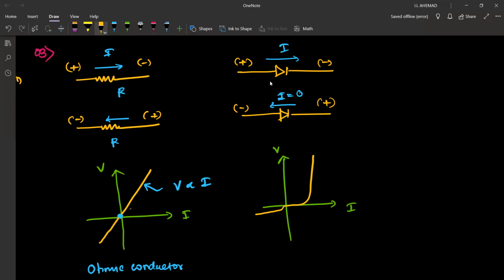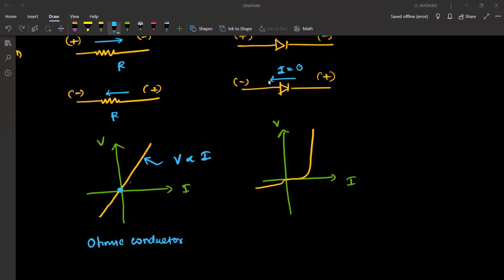Here, do you find V proportional to I relationship in this graph? Do you find V proportional to I relationship? No. Therefore, what type of conductor is this? Is this ohmic or non-ohmic? This is non-ohmic. V not proportional to I. Therefore, this is non-ohmic. Sarah, did you get it?